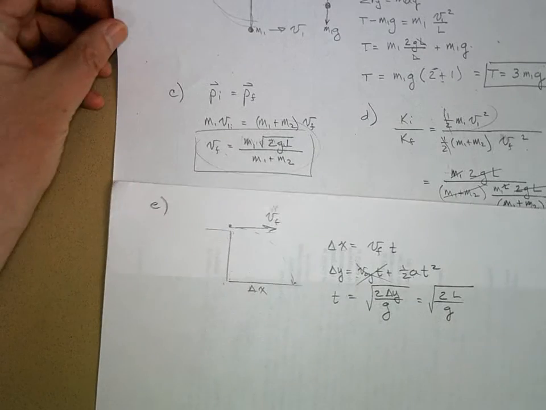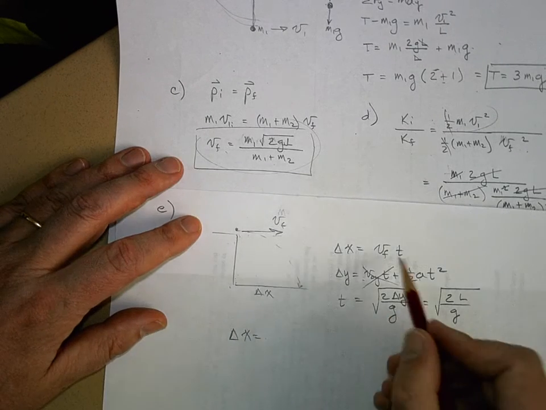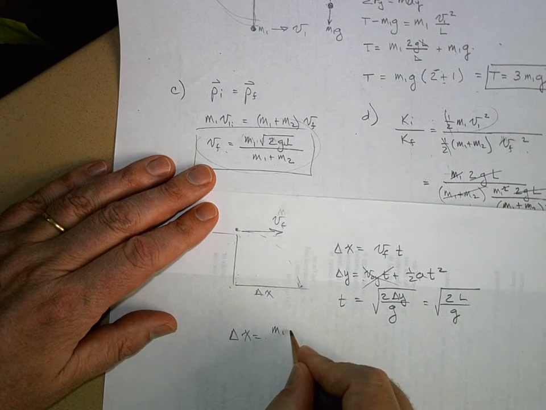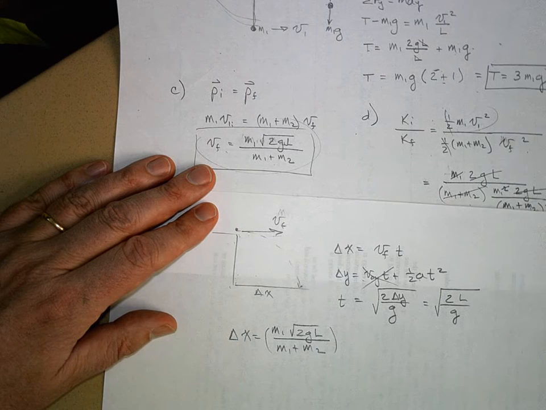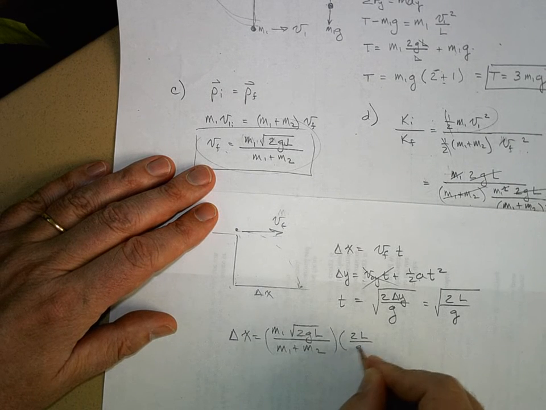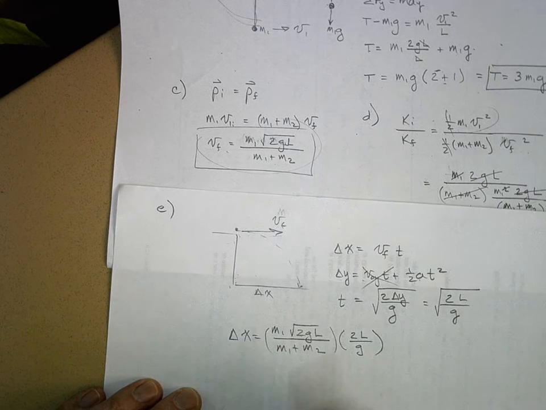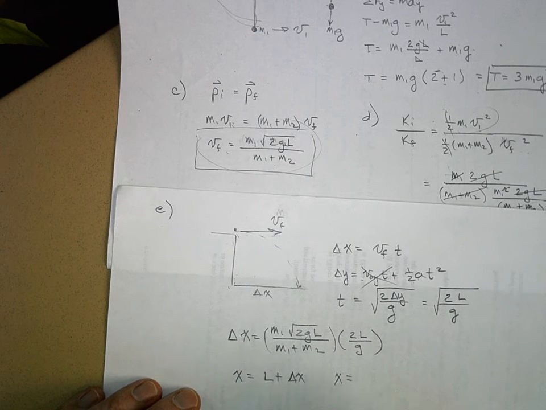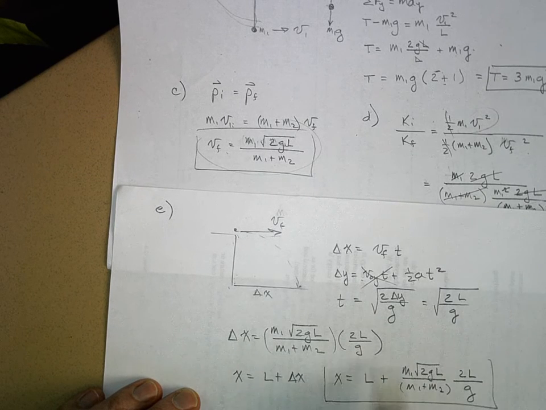You guys aren't saying much. I feel kind of lonely up here. All right. So now delta x is going to be equal to the v final times time. So I can substitute now by big, messy expressions. There's my velocity, and here's the time. And I don't really see anything that cancels out here, unfortunately. But then what are we going to do? X is equal to L plus delta x. So x is actually going to be L plus m1 root 2GL over m1 plus m2 times 2L over g. And that's how I'm going to leave it.